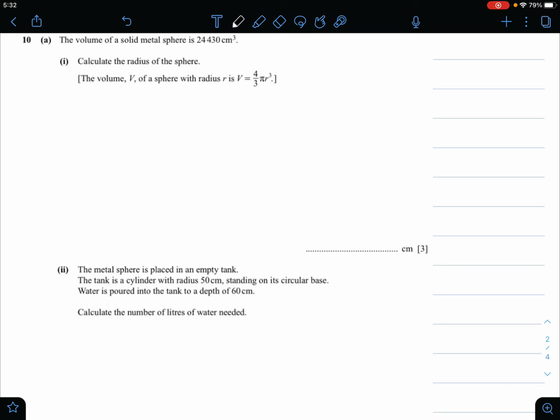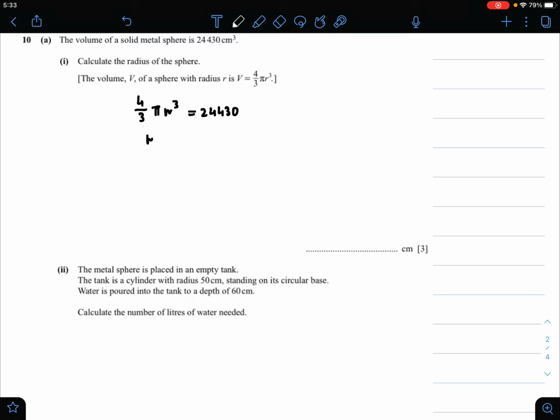So for part A1, they are asking us to calculate the radius of the sphere. They've given us the volume, and we know the formula for finding the volume of a sphere as they've given it to us. So 4 divided by 3 pi r cubed is equal to the volume, in this case 24,430. So now all we have to do is solve for r cubed.